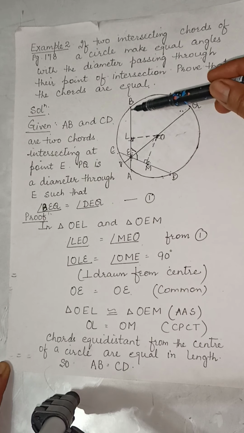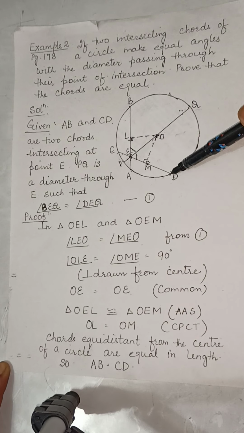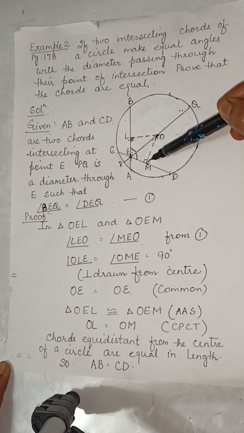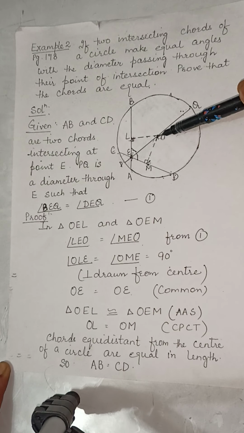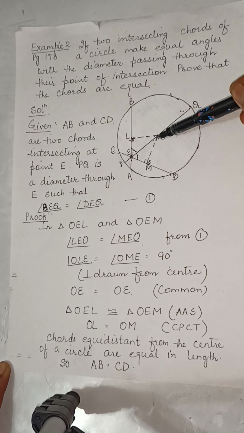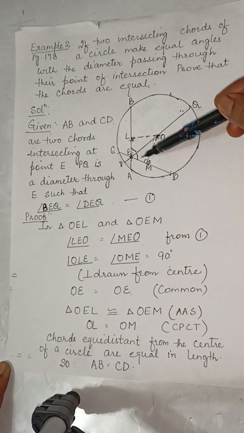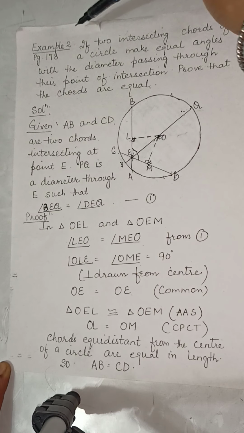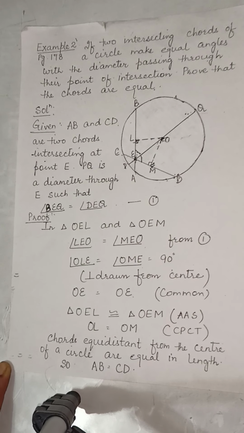So if AB and CD are equal, then the perpendicular distances OL and OM are equal. And the converse of this: if the perpendicular distances are equal, meaning OL is equal to OM, then the chords are equal, AB is equal to CD. Let's do the application of these two theorems. Example number 2, page number 178 in your book.